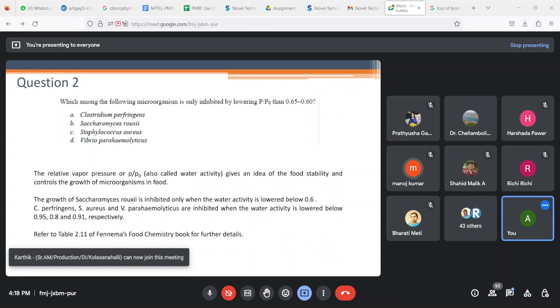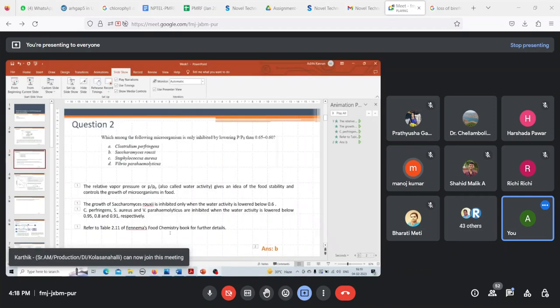Okay, so microorganisms require water for their growth, and you have to remove that water in order to make them dormant. Among these four organisms, these three, that is Clostridium, Staphylococcus, and Vibrio, are inhibited at higher water activity itself. That is, even if you slightly remove the water, they will be inhibited. But in case of Saccharomyces, it can survive even in dry foods. So you have to make the water activity extremely low, that is below 0.6, in order to inhibit Saccharomyces. Is this clear?